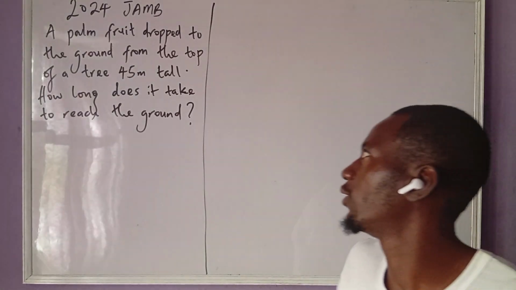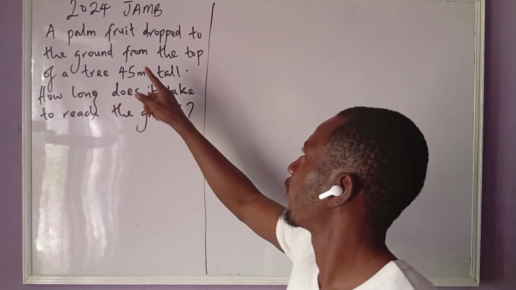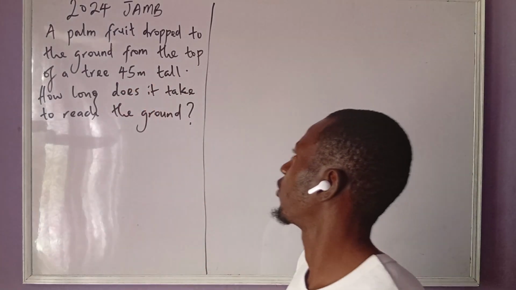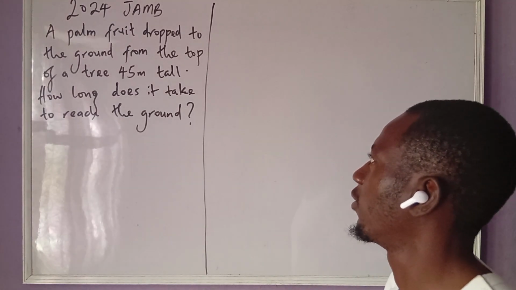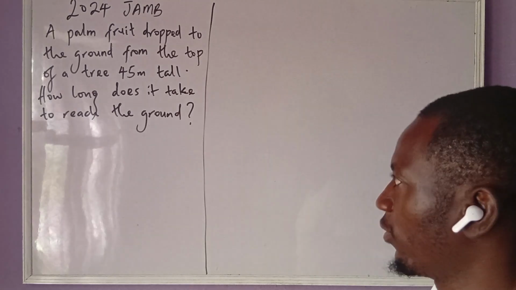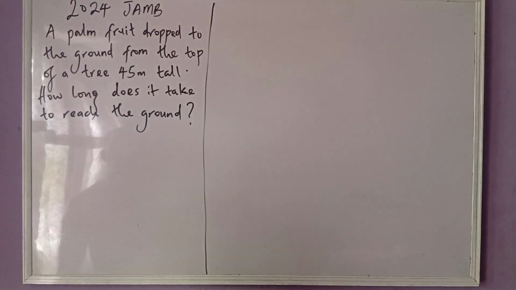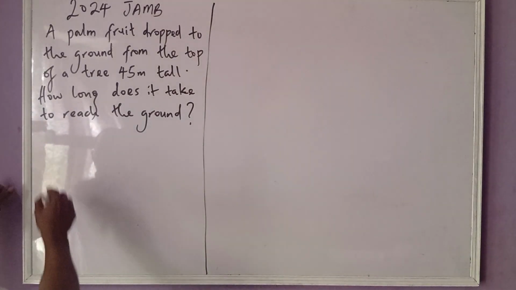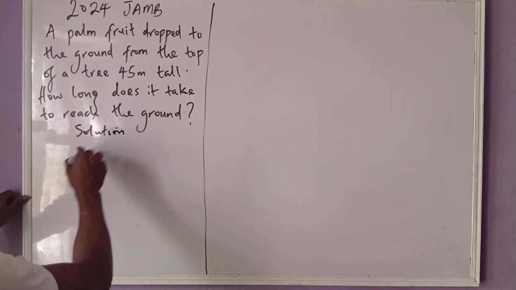I have this JAMB question. A palm fruit dropped to the ground from the top of a tree 45 meters tall. How long does it take to reach the ground? This question is a very simple question, and the question says the height of the tree is 45 meters.